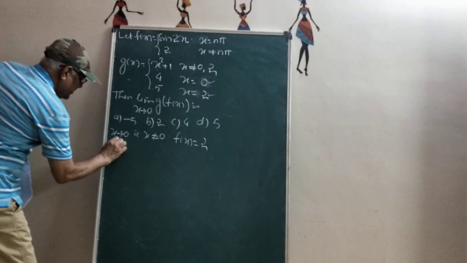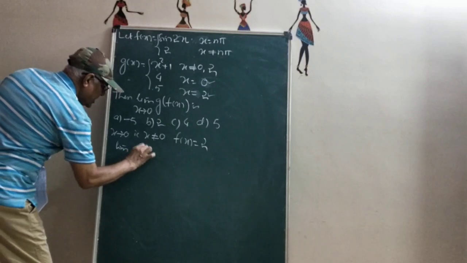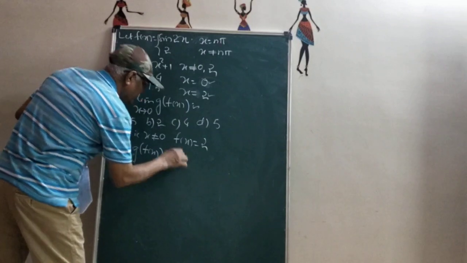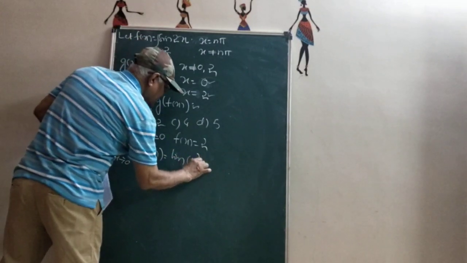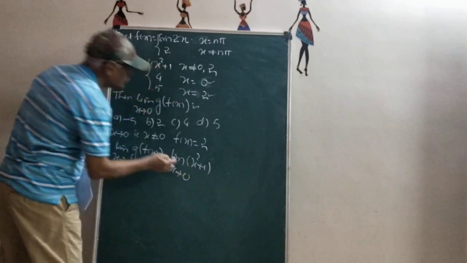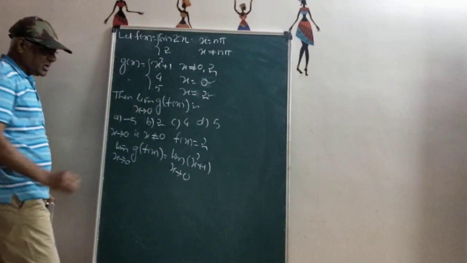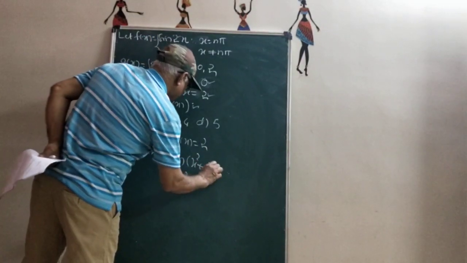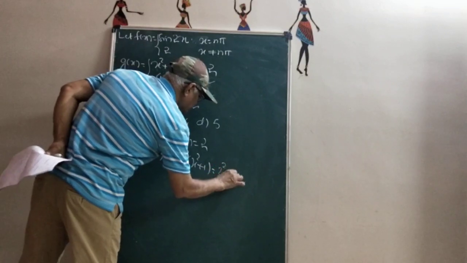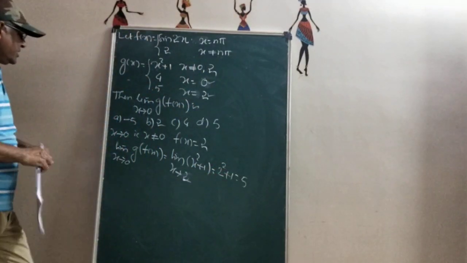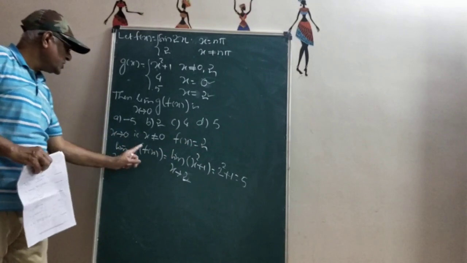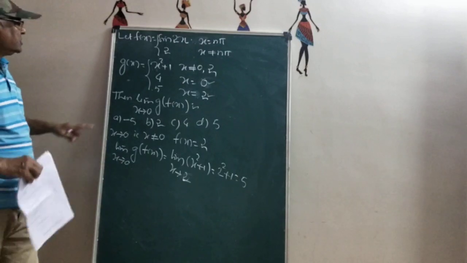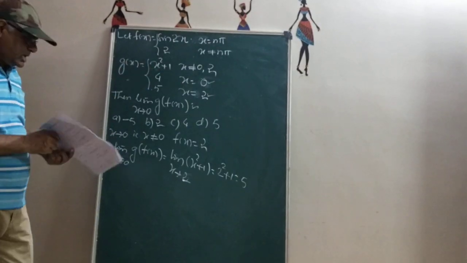So that is limit of g circle f of x as x tends to 0, which is equal to the limit of, what is the function? x square plus 1 as x tends to 0. For x not equal to 0, the function is x square plus 1. So put x tends to 2, so our function is 2 square plus 1, which is equal to 5. Here f(x) will be equal to 2, because you are replacing x by f(x), so that is x square plus 1 as x tends to 2, equal to 2 square plus 1 equal to 5, is the answer.